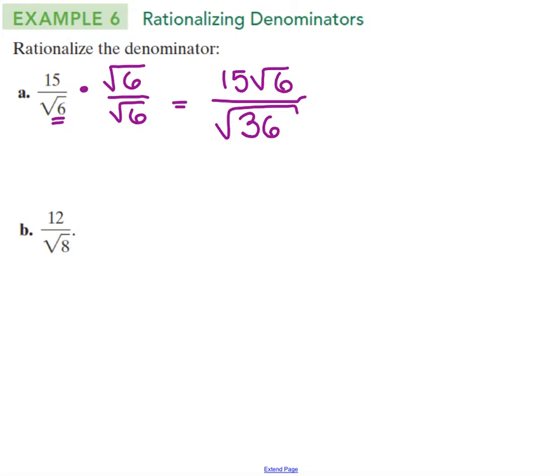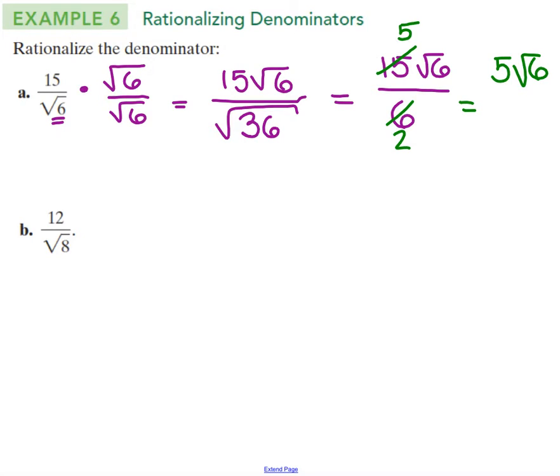All right. Now, the denominator can be reduced again. 36 is a perfect square. So the square root of 36 is 6. The numerator we did not touch. Now let's see, can we do some reducing? 15 and 6 can reduce by 3. So this becomes a 5, this becomes a 2. So the final answer then is 5 square roots of 6 over 2.